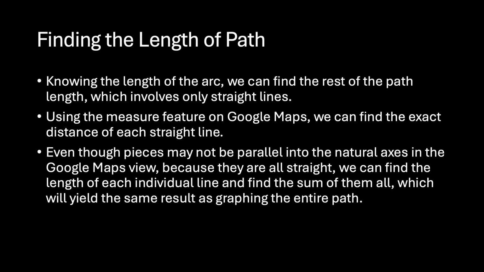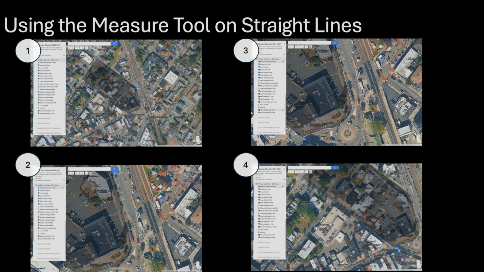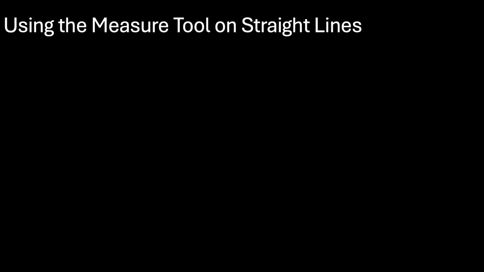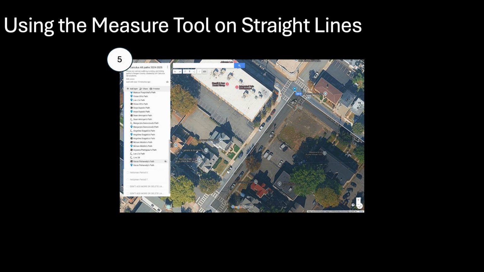Knowing the length of the arc, we can find the rest of the path length, which involves only straight lines. Because it involves only straight lines, there is no need to create another coordinate system, as the pre-existing measure tool on Google Maps can tell us the distance for each straight line. To find the distances, I used the measure tool from one distance to another, and as we see in the following images of this slide and the following one, I was able to get the distances for all of the non-arced components of my path. And this is the final image of my path that does not contain any arcs.